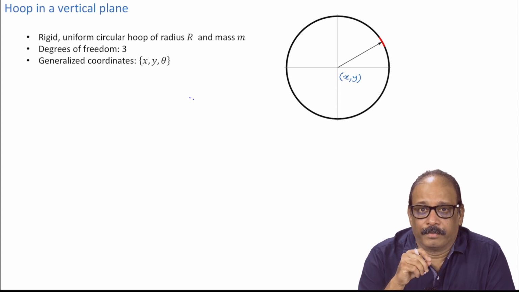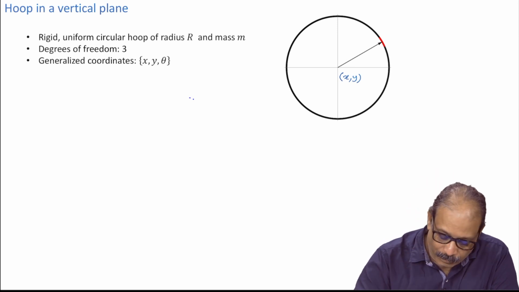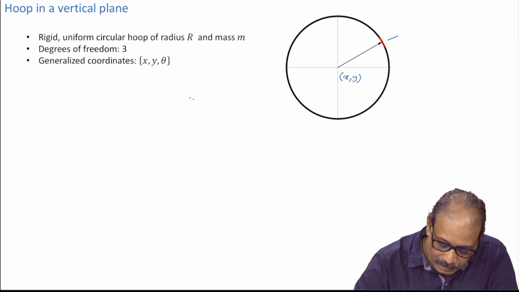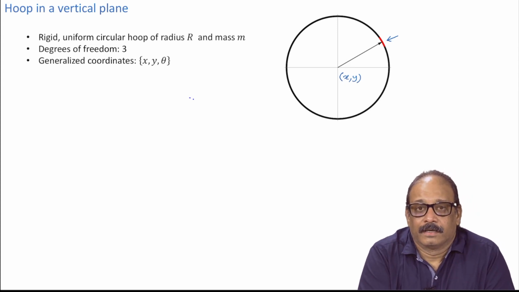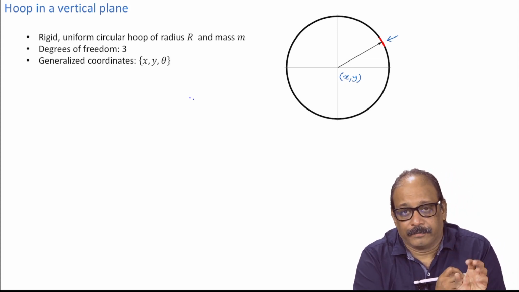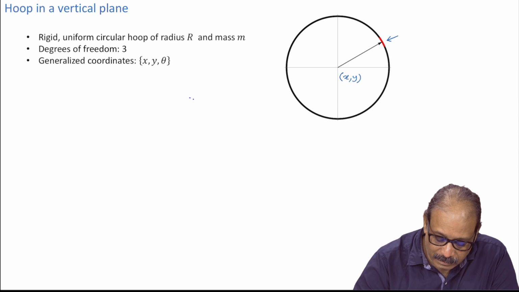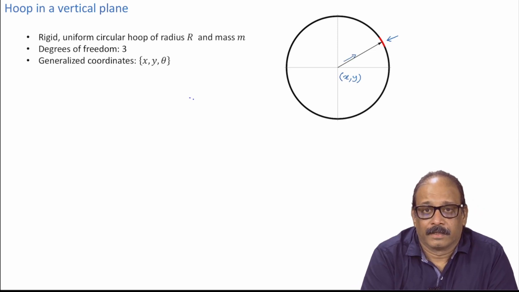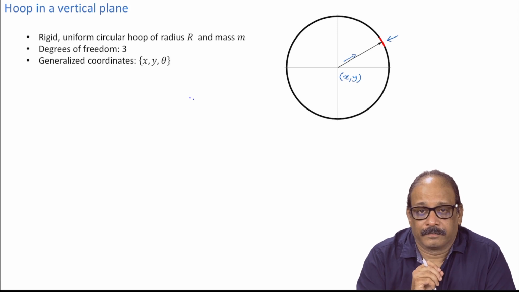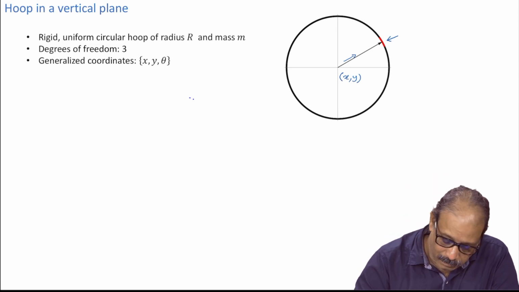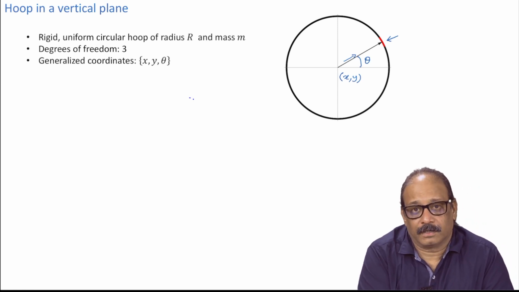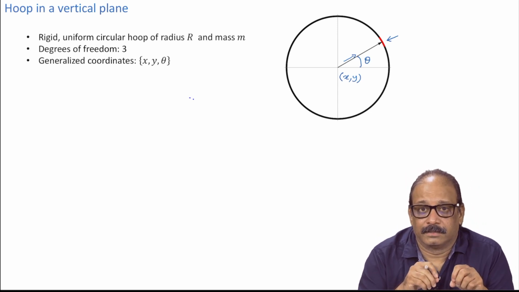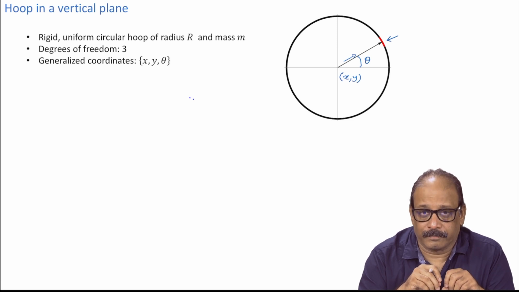Now, on the hoop I have put one red mark on the rim, and this is our marker. So, look at this position vector pointing to that red marker, and this vector makes an angle of theta with the horizontal. So, these are the 3 generalized coordinates that I am going to use.